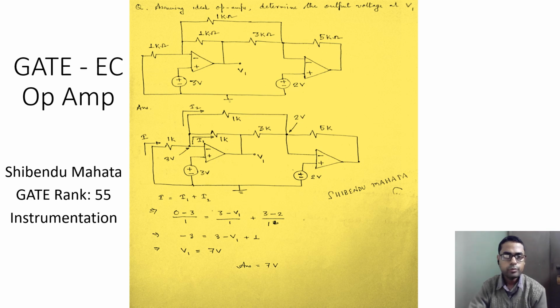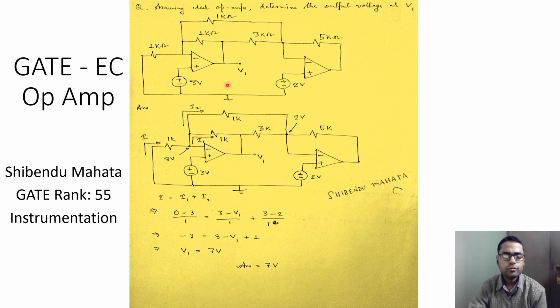Here's a GATE problem from operational amplifiers, and this is based on a 2 op amp circuit. So the problem is stated as follows. Assuming ideal op amps, determine the output voltage at V1. So for this particular circuit, we are interested in finding out the output at this node.